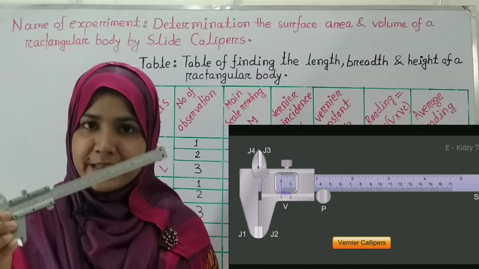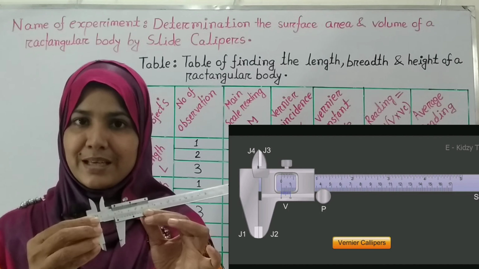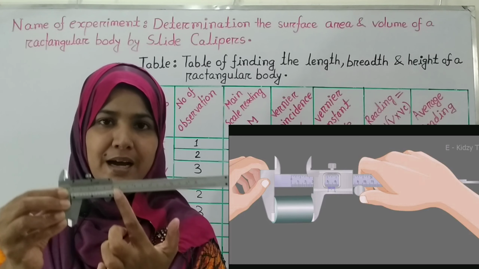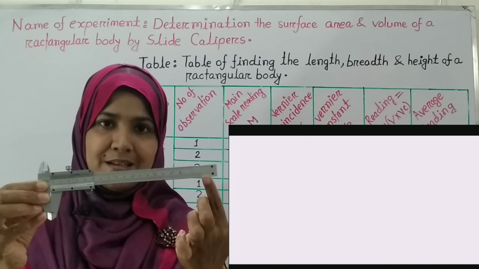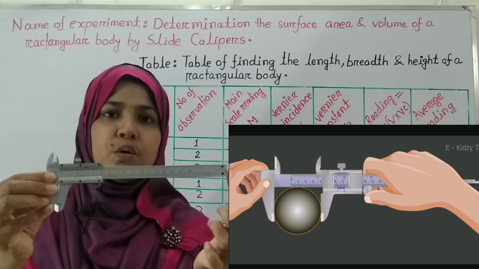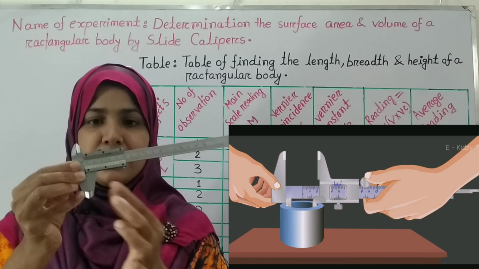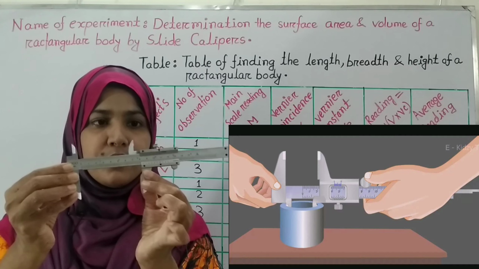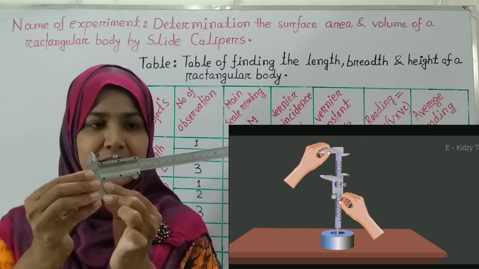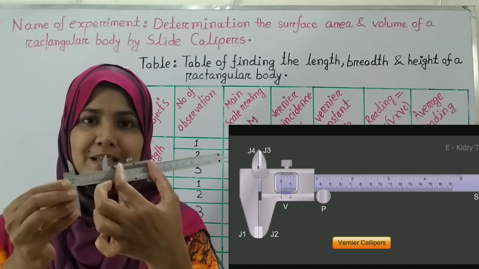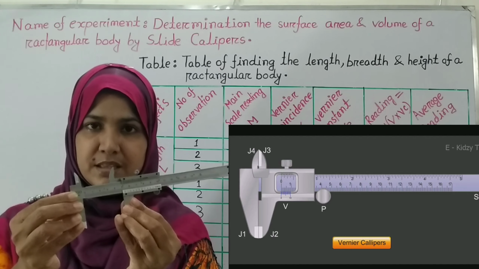Actually, in slide calipers, there are two scales. You can see there is a long scale. This scale is known as the main scale, and the scale which is moved in the forward and backward direction along this main scale, this small scale, is the vernier scale.